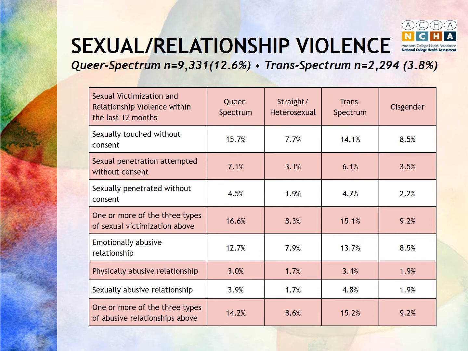And again, you can see that the rates between queer spectrum and trans spectrum students and their peers are nearly twice as high. And again, that biggest difference is in sexually abusive relationships that are really more than double for our queer spectrum students and trans spectrum students compared to their peers.